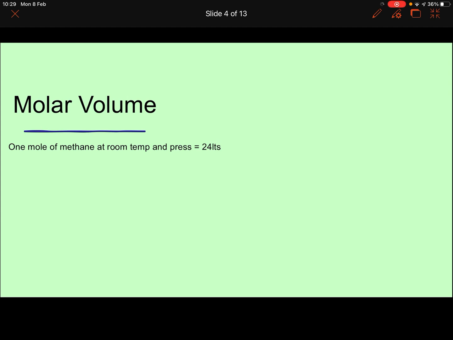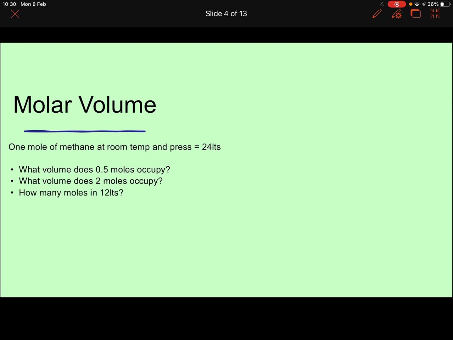Okay, so a mole of methane at room temperature and pressure is going to be 24 litres. What volume does 0.5 moles occupy? Well, it's going to be half of that, isn't it? 12 litres. What volume does 2 moles occupy? It's going to be double that, 48 litres. How many moles in 12 litres? Well, if there's 12 litres, that's only half a molar volume, so it's half a mole. What about 4 litres? Well, that's a sixth of a molar volume, so that's a sixth of a mole.